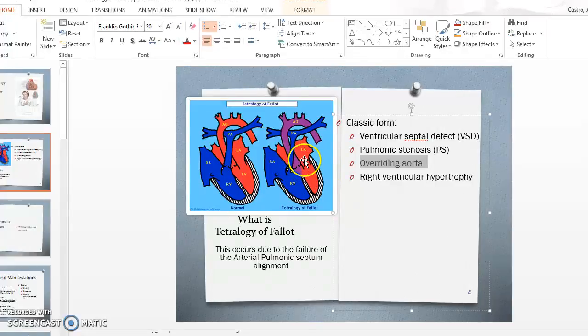And then on top of that, this overriding aorta normally occurs right over this septal defect. So not only do you have a problem with the pressures here and the valves that open and close in response to pressure, so we've got a pressure issue.